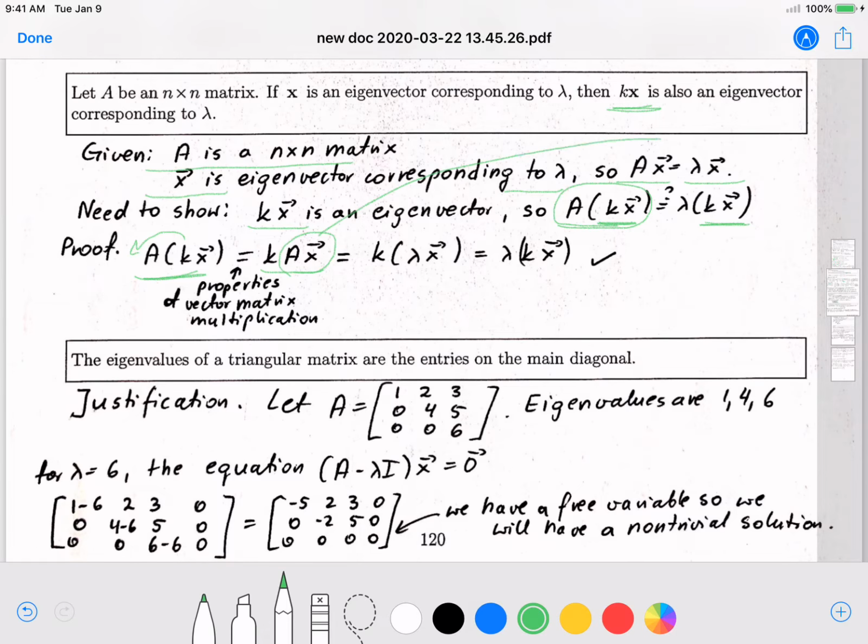So what we did, we started with A times kx, and we showed that it's equal to lambda kx. So that means we showed that kx is indeed an eigenvector for any non-zero number k. It should have been added: for any non-zero number k.